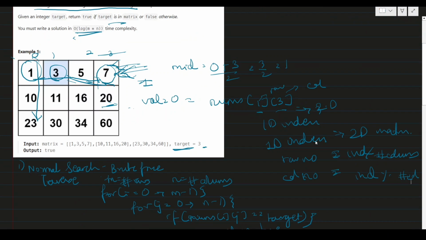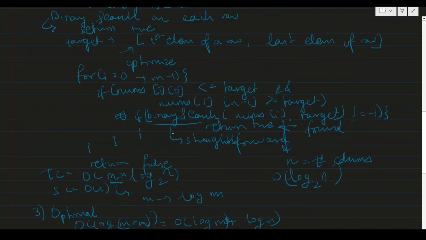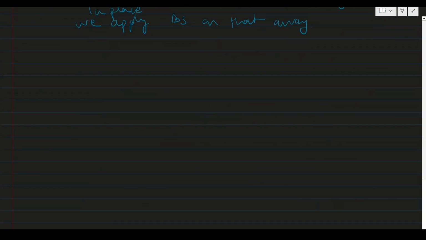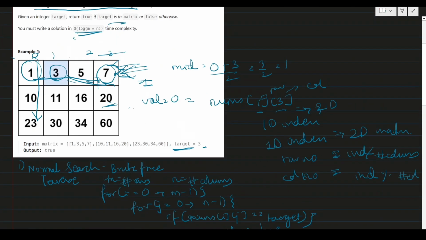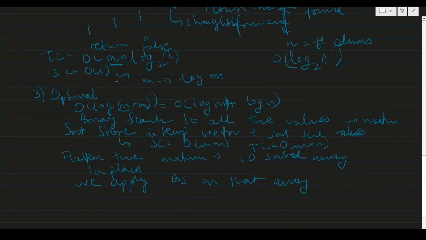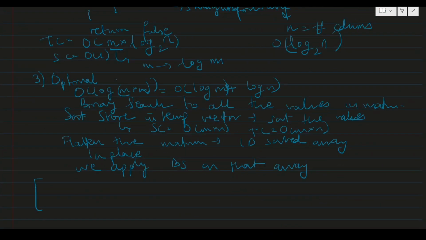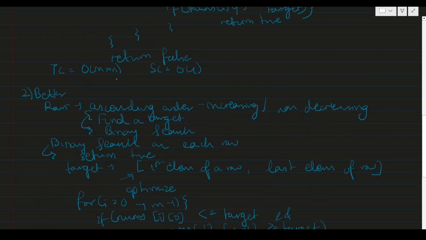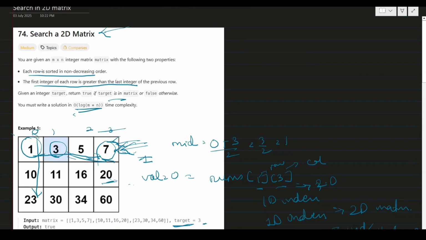So how does this work? Let's take an example of 20. I'll just copy this array: 1 3 5 7, 10 11 16 20, and we have 23 30 34 60.